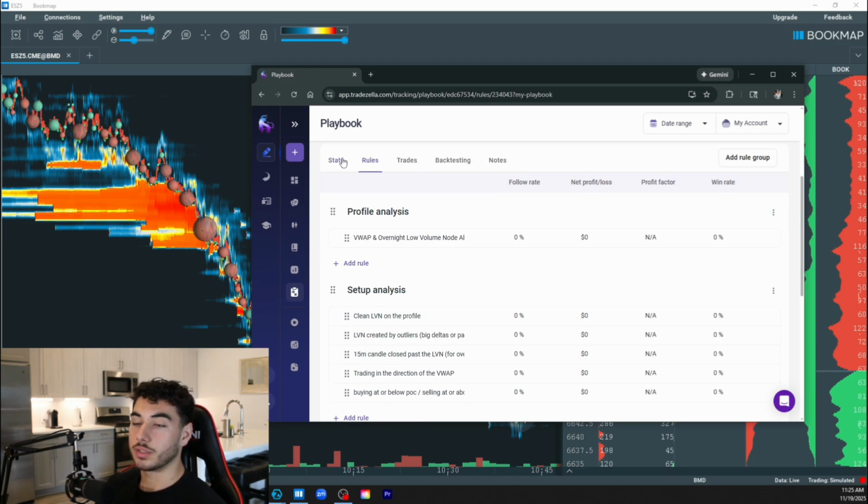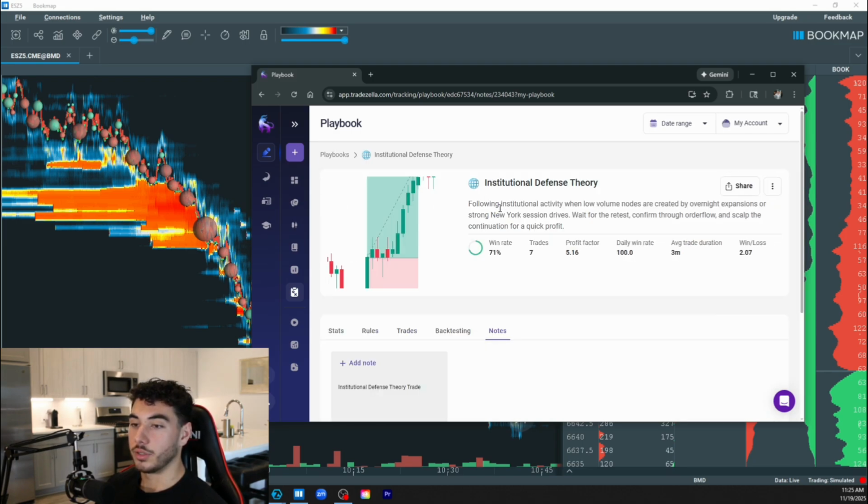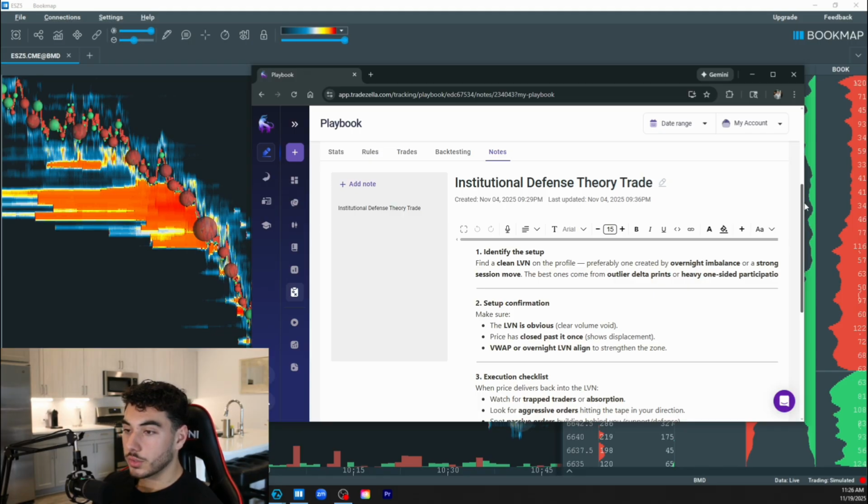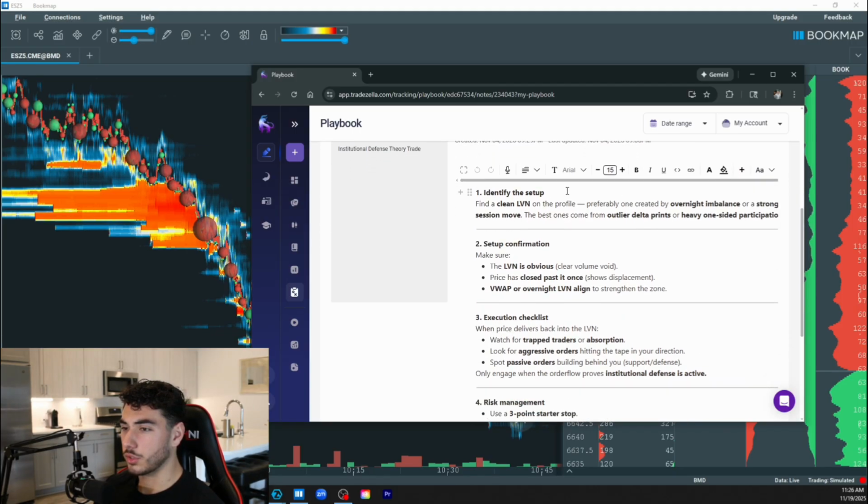Let's see if we can see my notes for this thing too. I just use this playbook thing for this. I don't log as many trades as I should be into this, specifically into the playbook. I use the journal itself, but I need to be logging more of these trades. So same deal, let's go over it one more time.